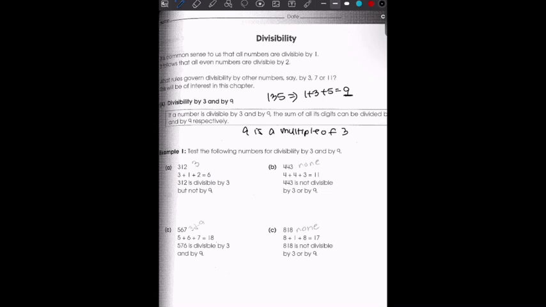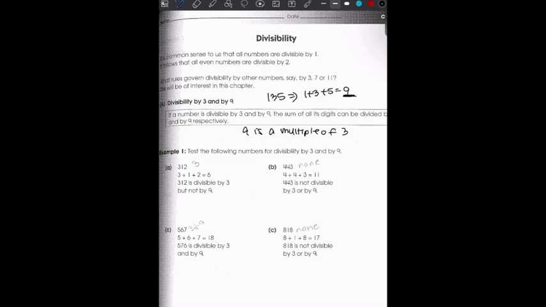So for example, for 135, since the sum is divisible by 9, we know that the number 135 is going to be divisible by 9. But also, since the sum 9 is divisible by 3 as well, since 9 is a multiple of 3, we know that 135 is also divisible by 3. But then, when a number is divisible by 3, that doesn't always mean that it's divisible by 9. And so we know that when a number is divisible by 9, it's always divisible by 3, but it's not the same the other way around.